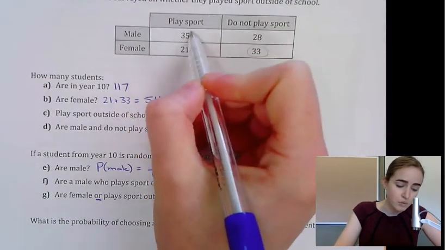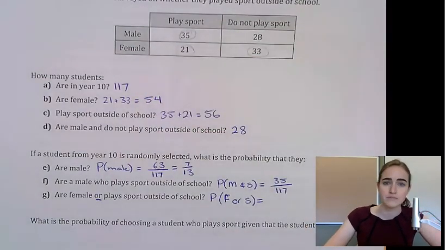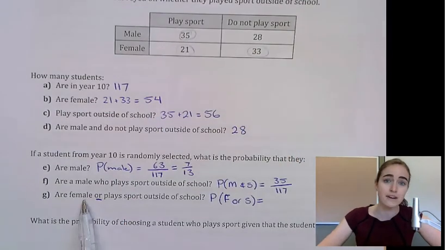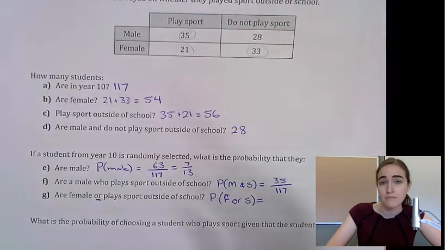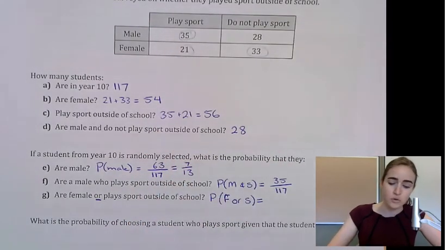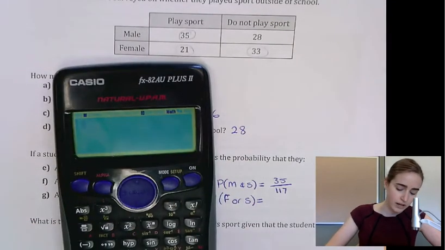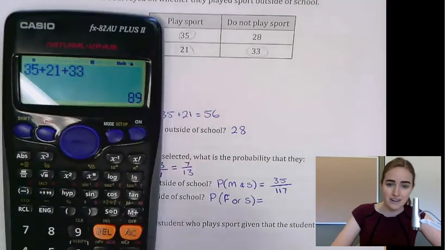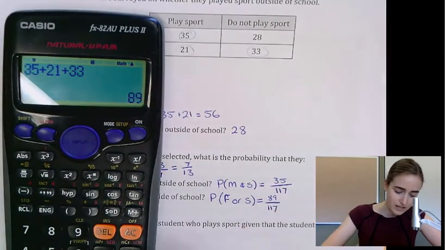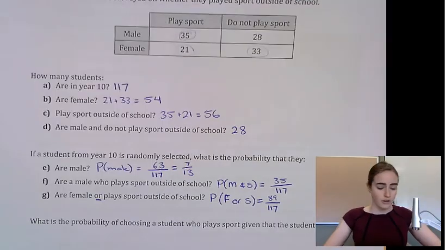So playing sport, we've also got these 35 males. So all up, any of these students fit into either they're female or they play sport, or they're both, which is fine as well. So to figure out our numerator, we're going to add all three of those numbers together. So we're going to have our 35 plus 21 plus 33, which gives us 89. We're going to have 89 over the total of 117 students. We've got another two questions.